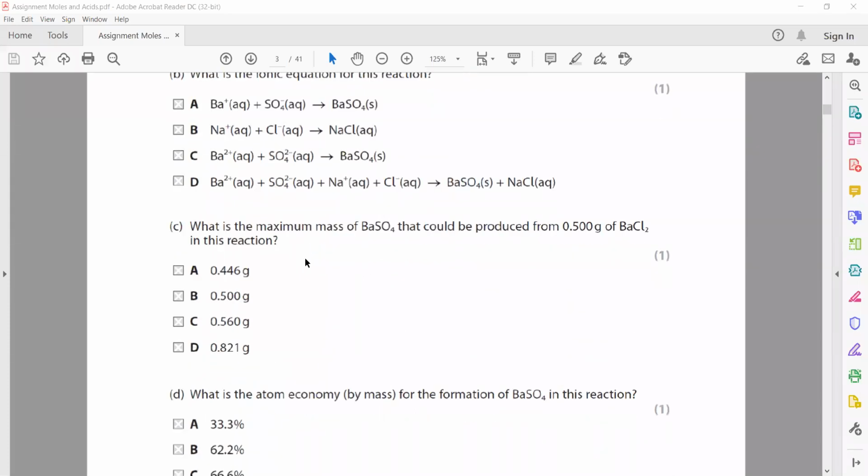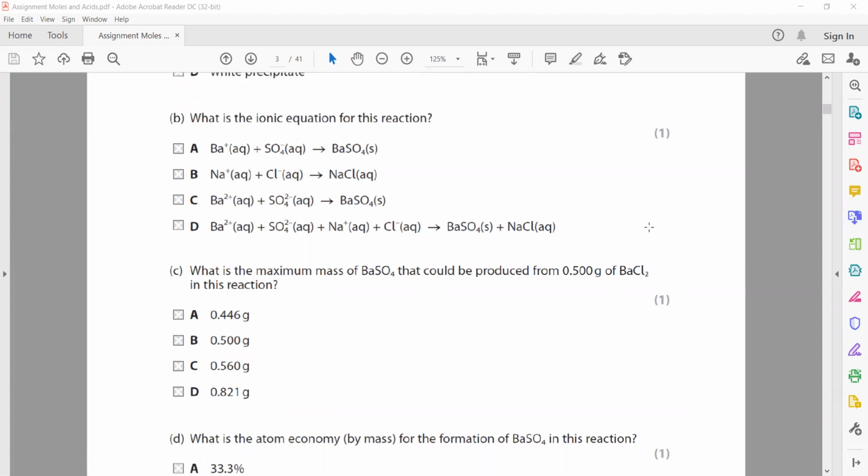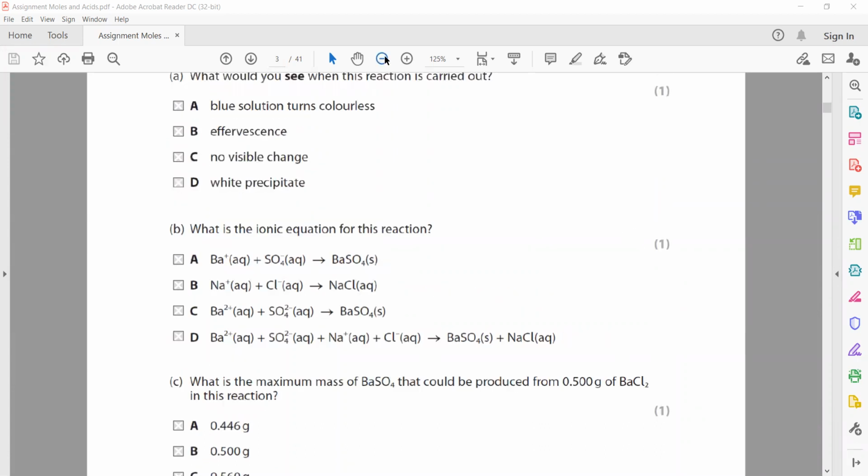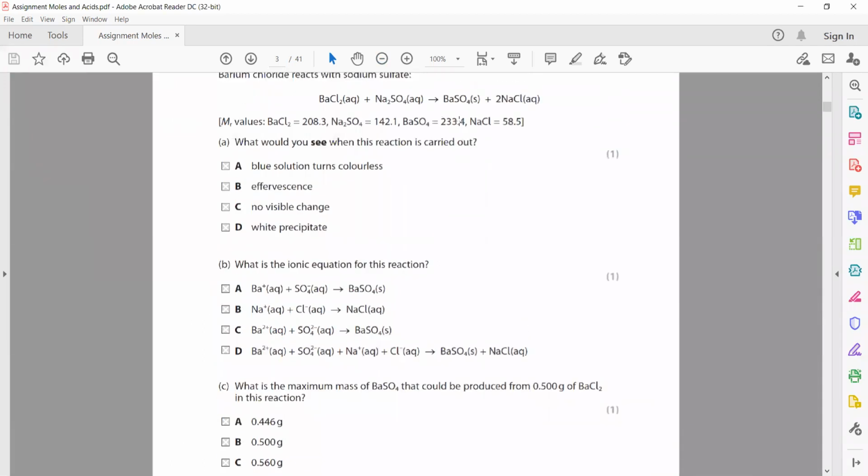In part C, what is the maximum mass of barium sulfate that could be produced from 0.05 gram of barium chloride in this reaction? So if the mass is given, we can take the ratio of the mass.